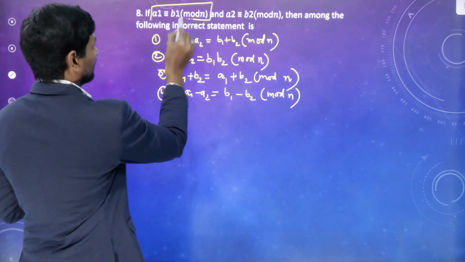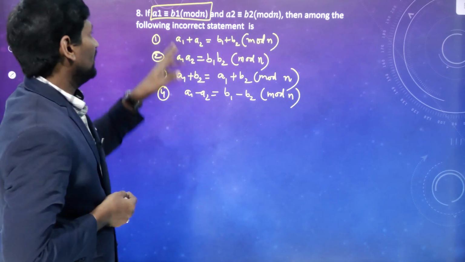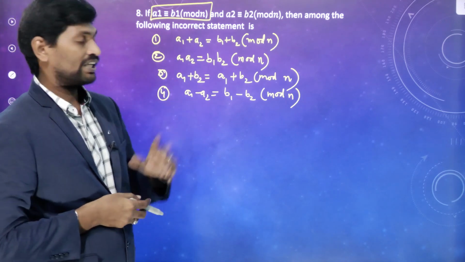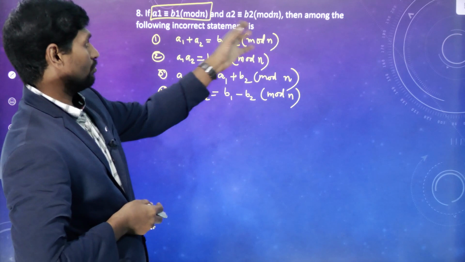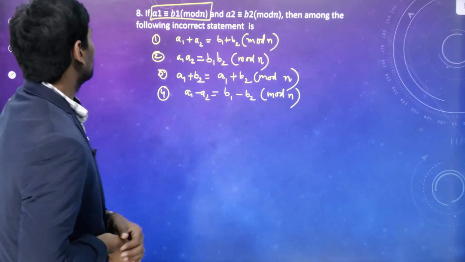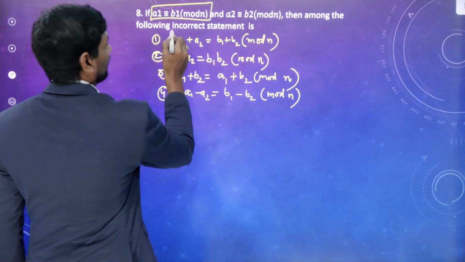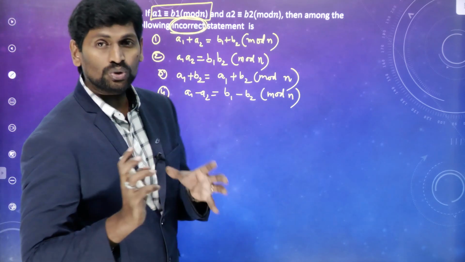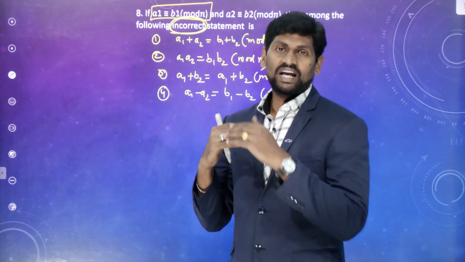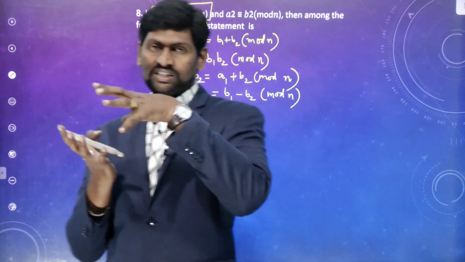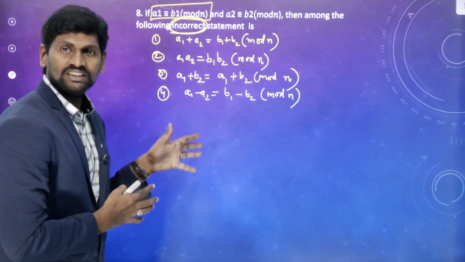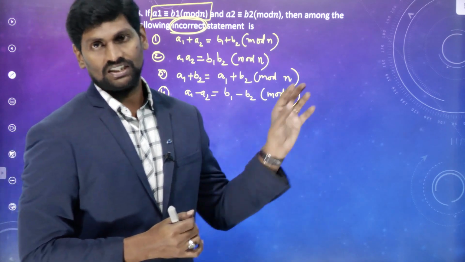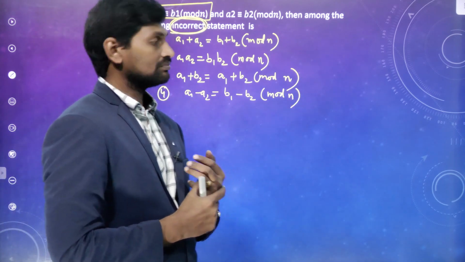First one is the same as the sixth question. A1 is congruent to B1 mod n and A2 is congruent to B2 mod n. Then, among the following, which is the incorrect statement? When you have two congruence rules, we can add both of them, LHS and RHS separately, and we can subtract them, we can multiply them. Let us check; 3 of them are there in the note.